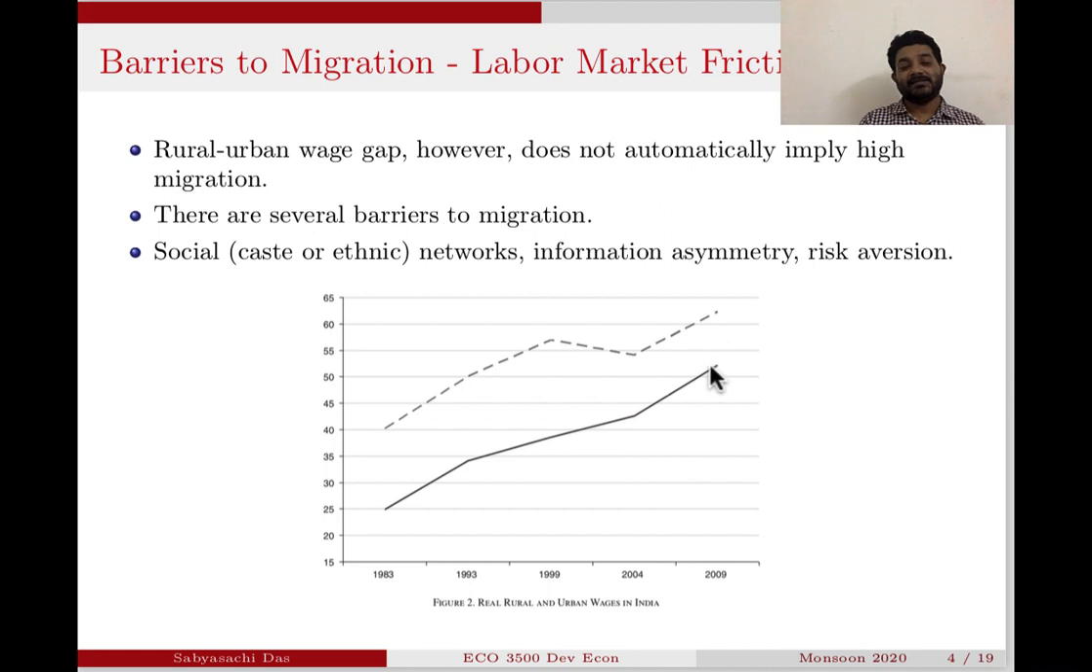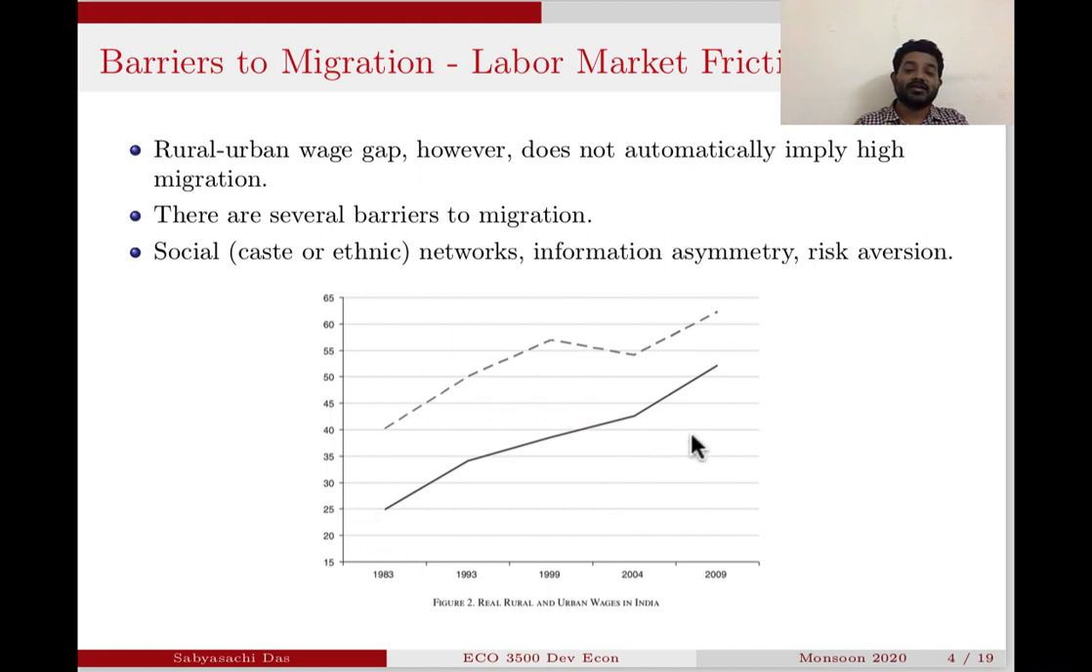So the solid line is the real rural wage, and the dotted line is the real urban wage. You see first that the urban wage is systematically higher than the rural wage, even after controlling for price differences across the two areas. So even in PPP terms, there is a wage difference. And the wage difference remains systematically stable for a long time. Starting from the 1980s till about the end of the 1990s, we see that the rural-urban wage gap remains stable, after which urban wages seem to have fallen a little bit in real terms. But this continues to be a substantial wage gap, right? Even till the late 2000s.